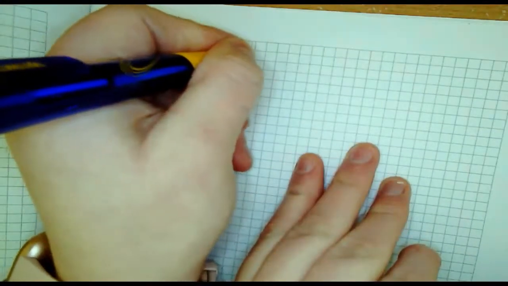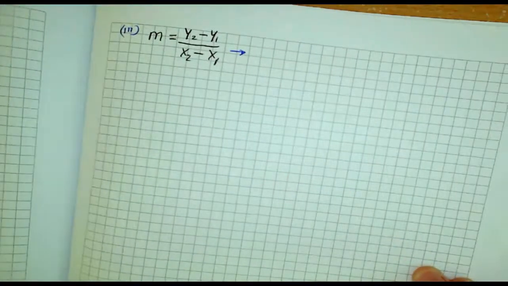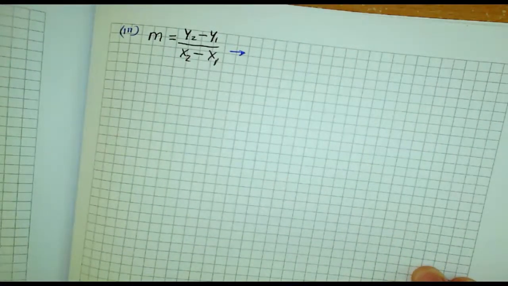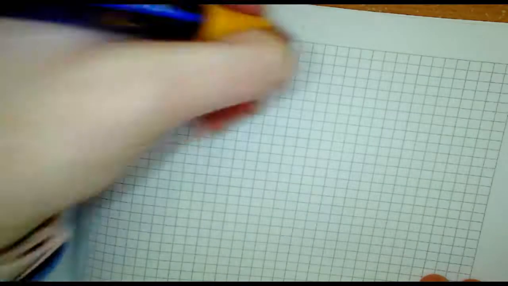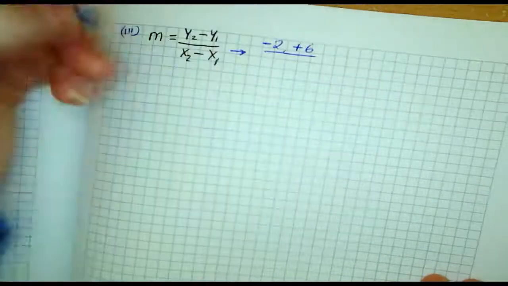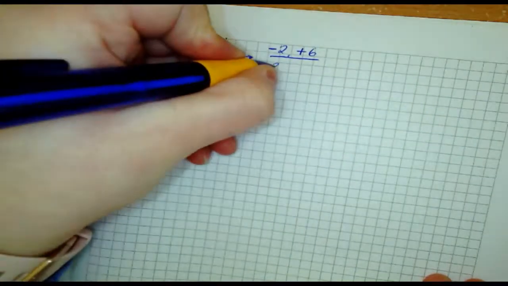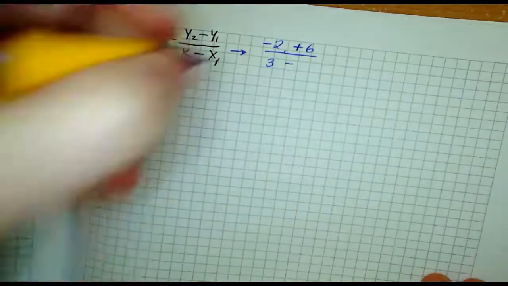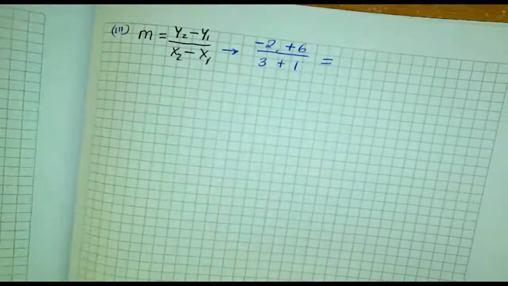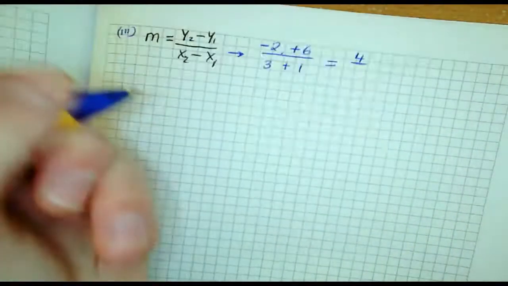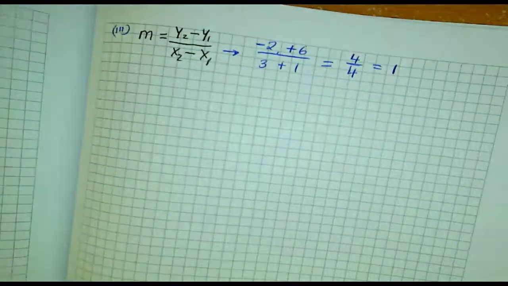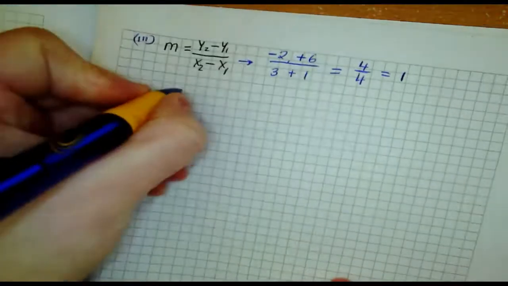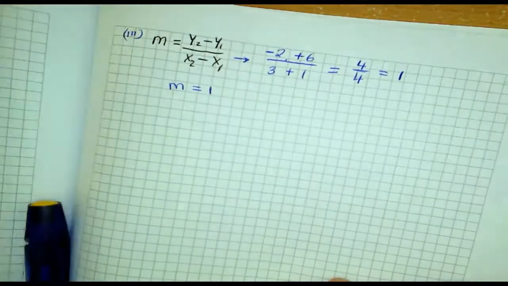So our slope then, we've labelled it before, so our y2 was minus 2, and minus y1, which is minus 6, minus by minus is going to be a plus 6, all over x2, what did I label x2, it's 3, minus x1, it's minus 1, so minus by minus is plus, and it's 1. So that gives us minus 2 plus 6 is 4, over 3 plus 1 is 4, 4 divided by 4 is 1, so the slope there is equal to 1. So m is equal to 1 there.